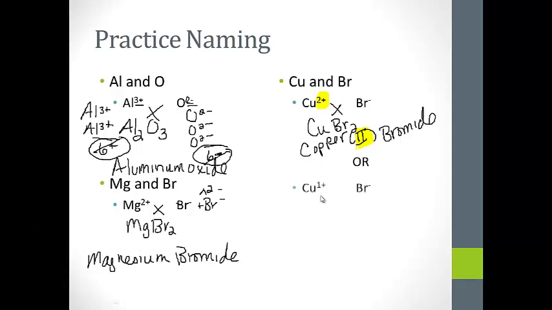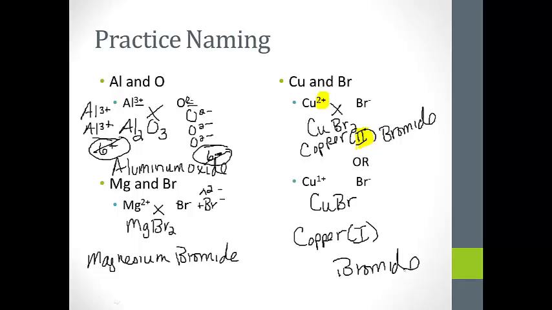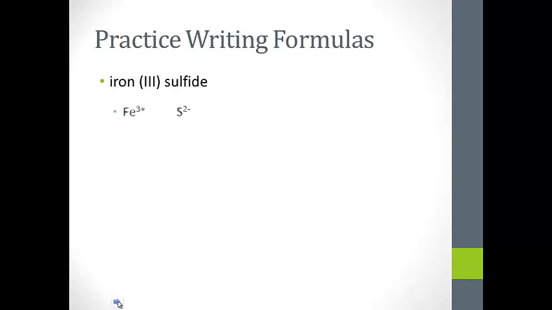Okay, now the other option for copper, and I put the 1, we normally if it's a 1 don't write the 1 in there, I just put it in there for emphasis. But this time it's copper 1 bromide. So this formula would simply be CuBr, and this would be copper 1 bromide, which again simply tells us that that 1 indicates that this is copper 1 as opposed to copper 2. Alright, let's do some of the opposites.